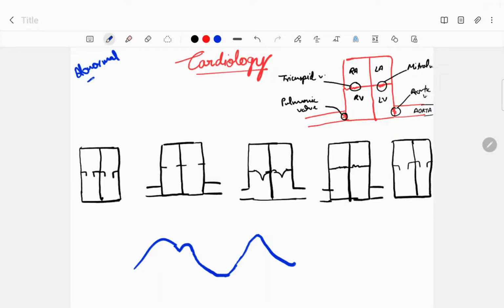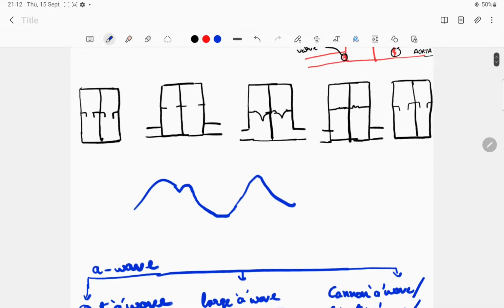So we'll talk about abnormal JVPs here. We know that the A wave was due to the atrial systole. Atrial systole will increase the pressure in the internal jugular vein. The C wave was due to the bulging of the mitral and tricuspid valve into the atrium. And the X descent was due to the atrial relaxation. The atria will relax, giving us the X descent.